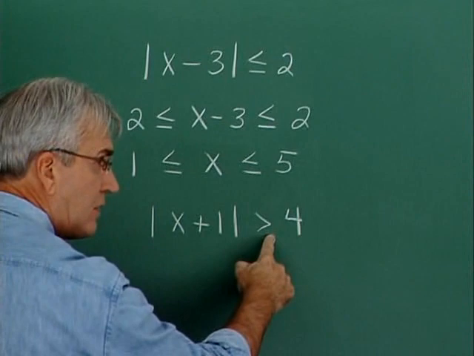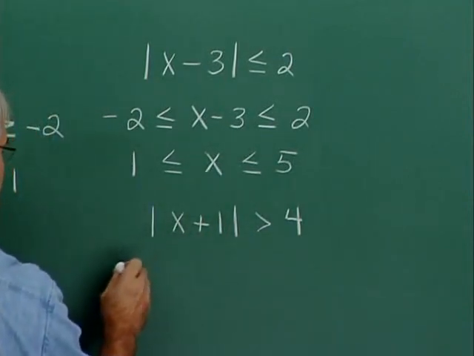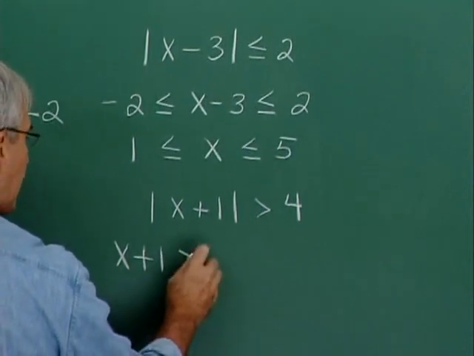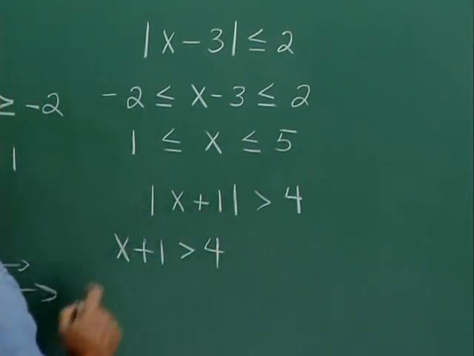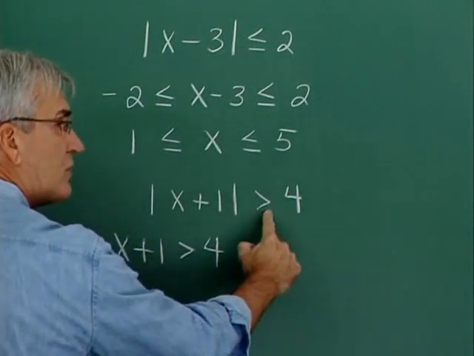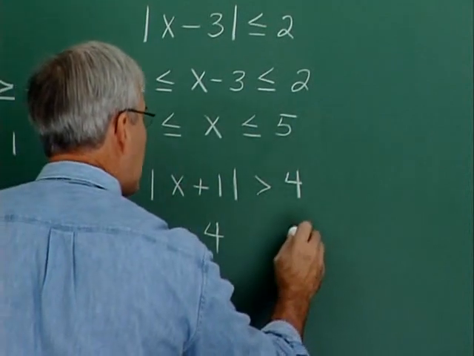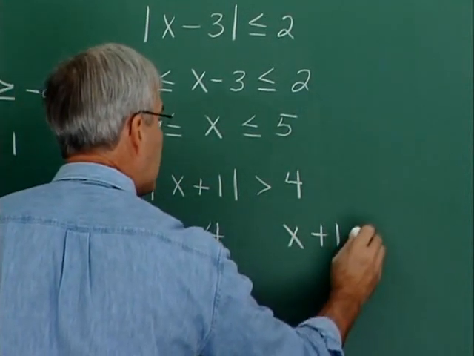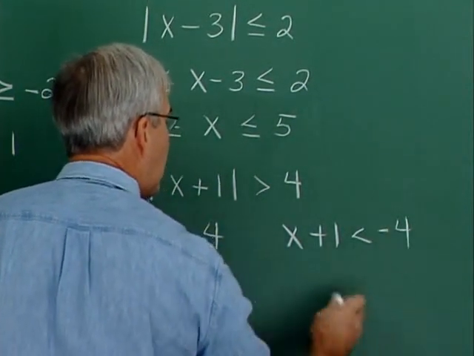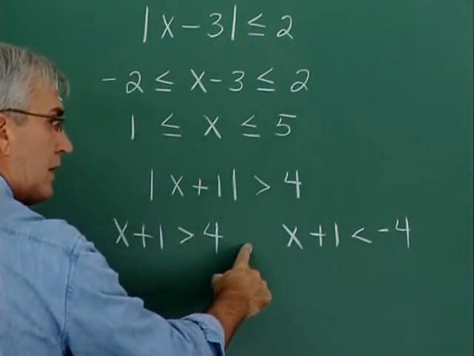When greater than is involved, we naturally split into two cases. The two cases are these. X plus 1 is greater than 4. We just drop the absolute value symbol. And the other case is where we drop the absolute value symbol, change the sense of the inequality, and tack on a minus sign. So we would do that here by writing x plus 1 is less than negative 4. And now we solve these two. And it's important that we put the right word here.